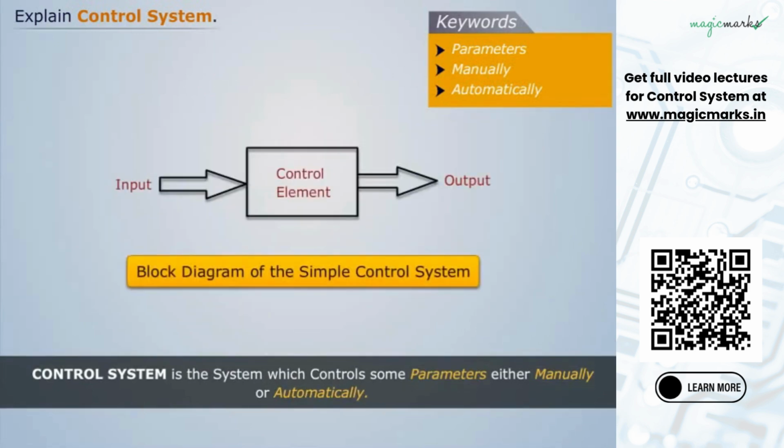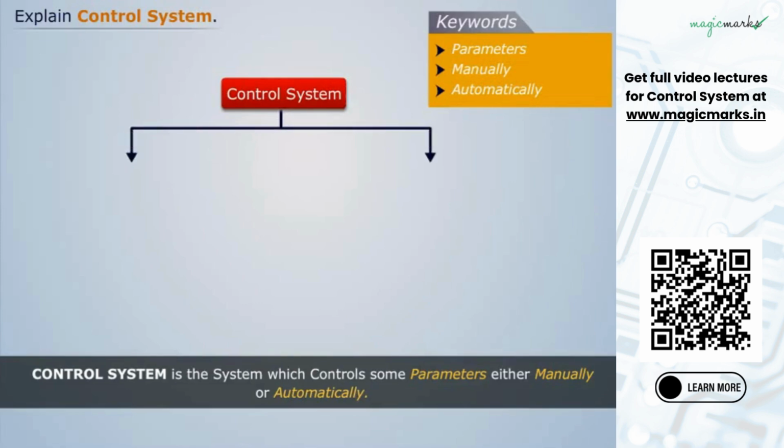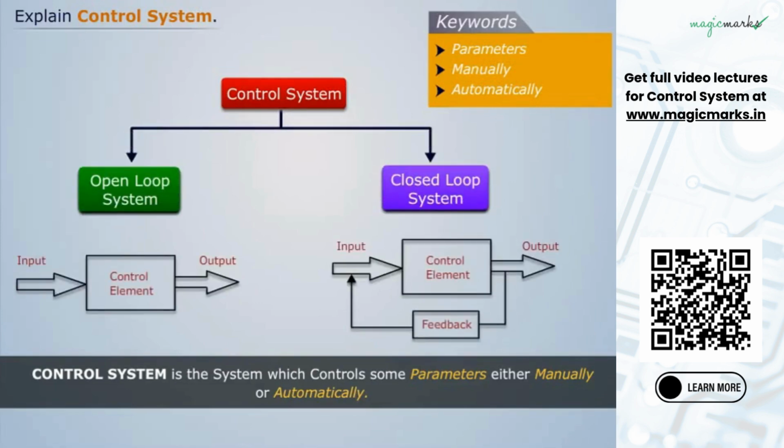The block diagram of a simple control system consists of the input, a control element, and the output. Control systems can be classified into two types: open loop system and closed loop system.